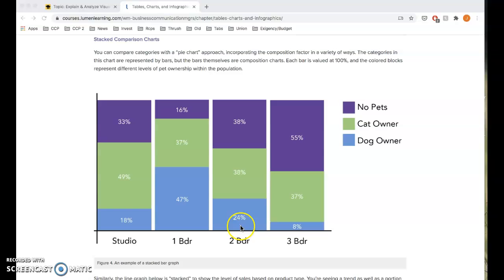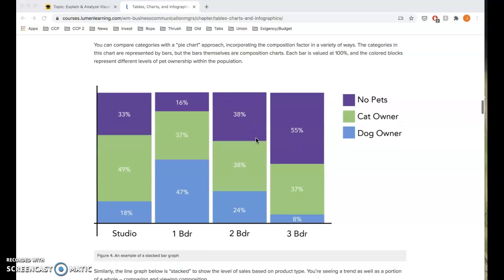So it looks like it's telling me a little bit about pet ownership within the population at different levels, right? So if I have a studio, 18% of people have a dog, 49% have a cat, right? 33% have no pets, right? And I can look at the trends as the apartments get bigger, right? So once I get to 3 bedrooms, only an 8% chance of there being a dog. Cats, 37, right? 55% no pets, right?